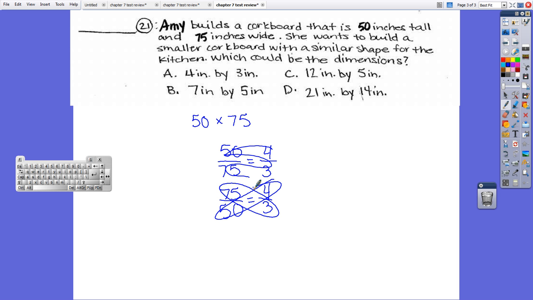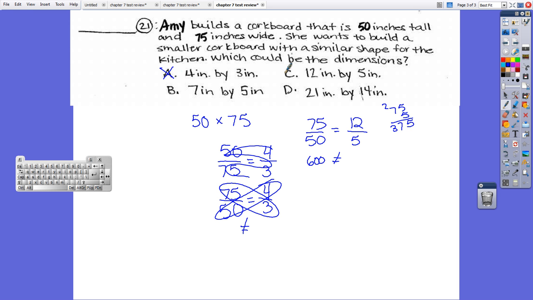Okay, does 75 over 50 equal 12 over 5? 12 times 5 is 60, so that's 600. 75 times 5, that's going to end in a 5, so nope. 2, that's 35, 30, that's 375. Nope, so it's not going to be this one, it's not going to be this one.